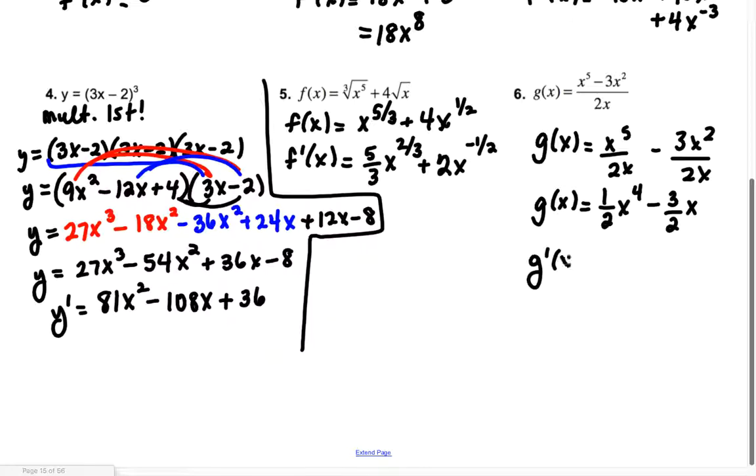So what about g prime of x then? 2x to the 3rd minus 3 over 2. That's our answer. All right, if you can do the next one, you can do anything I throw at you. Try the next one.